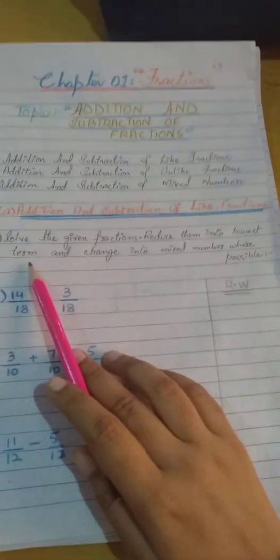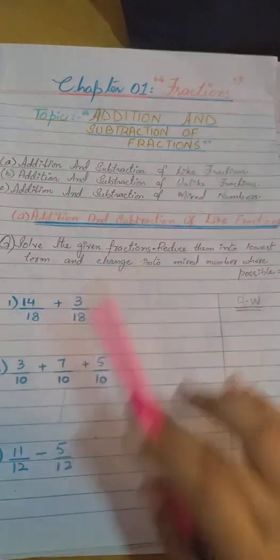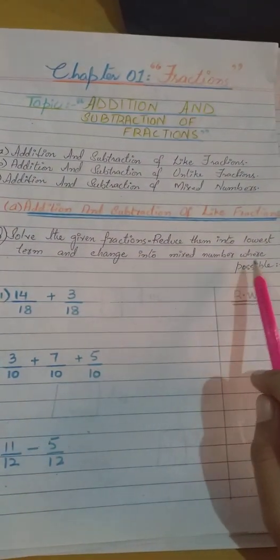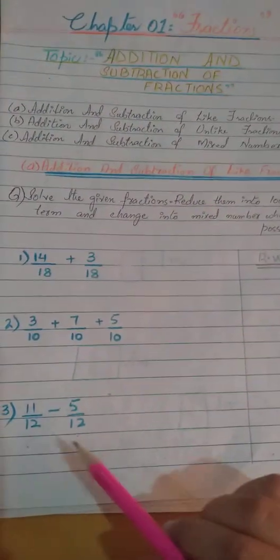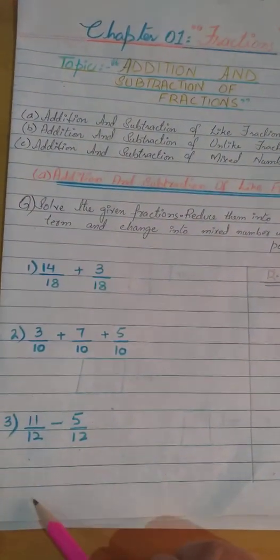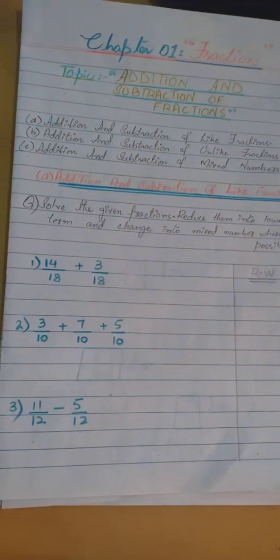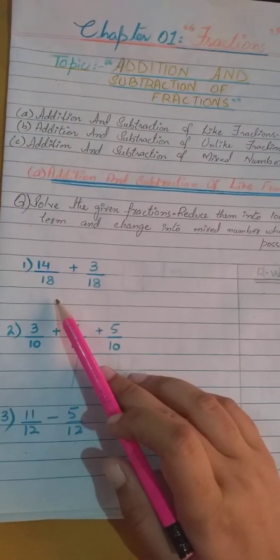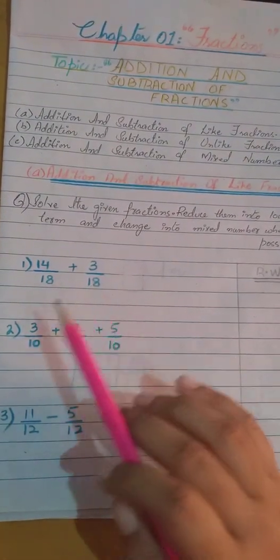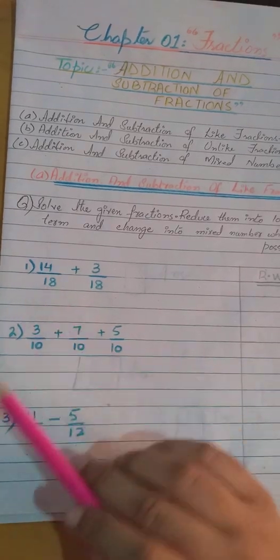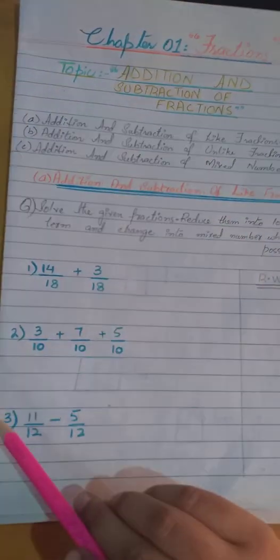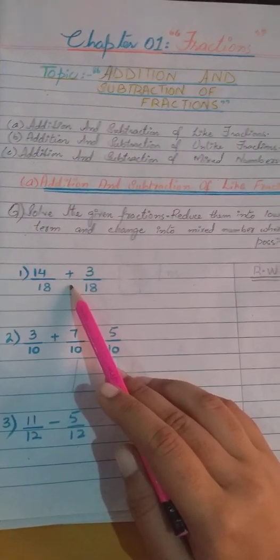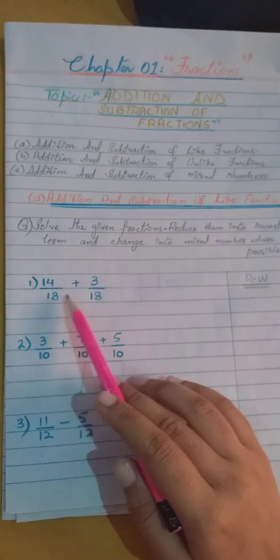Students, you can see a question is given to you. Solve the given fractions, reduce them into the lowest term, and then change into a mixed number where possible. So here we have given three examples. You can see on your screen example 1, 2 and 3. In example number 1, we have given two fractions. Number 1 is 14 upon 18 and number 2 is 3 upon 18, and in between them there is a sign of addition, which means you have to add these two fractions.